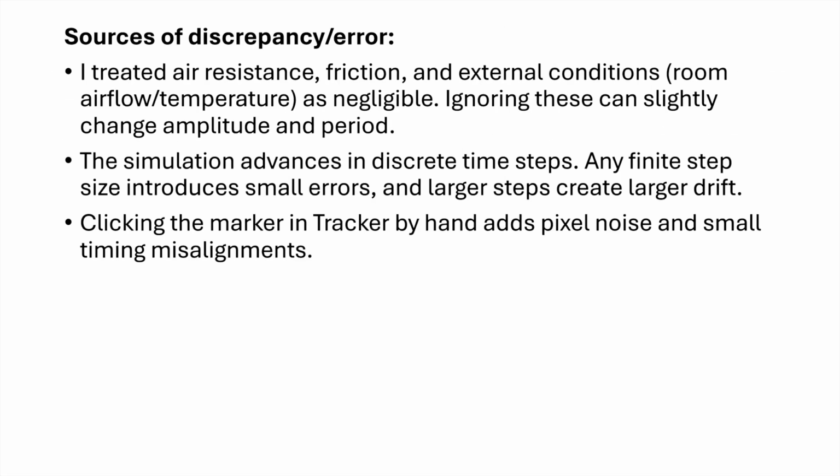Sources of discrepancy or error: I treated air resistance, friction, and external conditions, room, air, floor temperature as negligible. Ignoring these can slightly change amplitude and period. The simulation advances in discrete time steps. Any finite step size introduces small errors, and large steps create larger drift. Clicking the marker and tracker by hand adds pixel noise and small time misalignments.